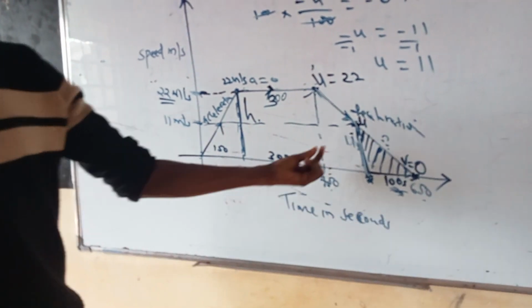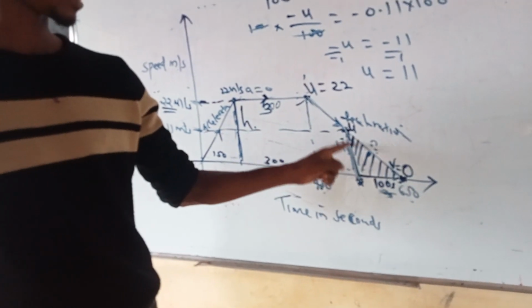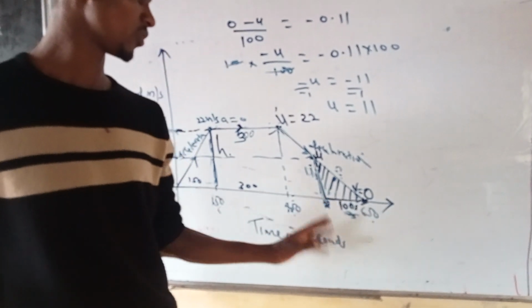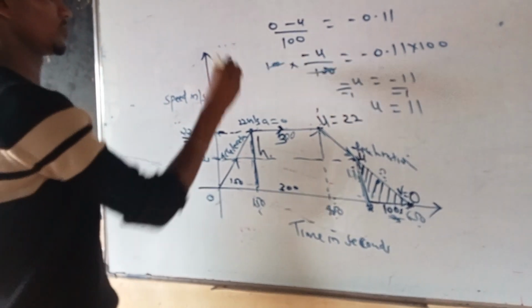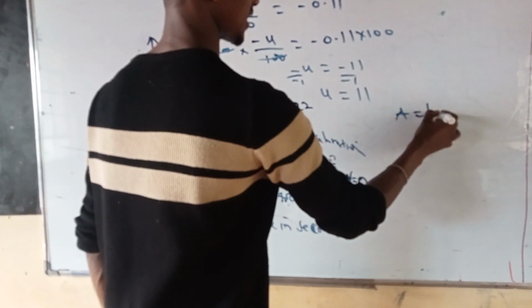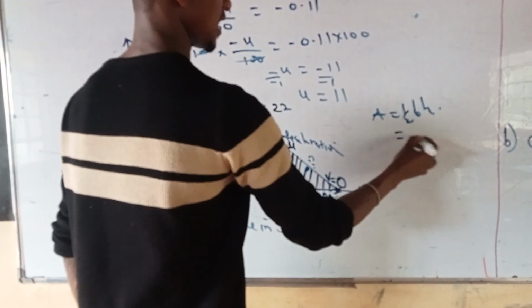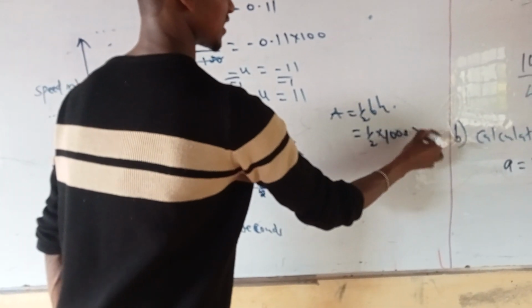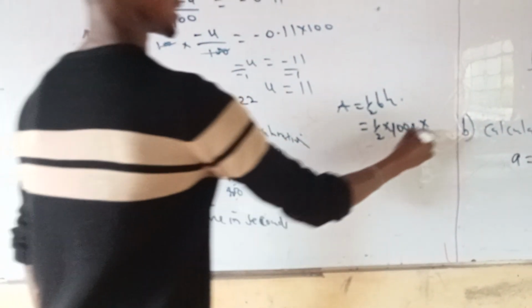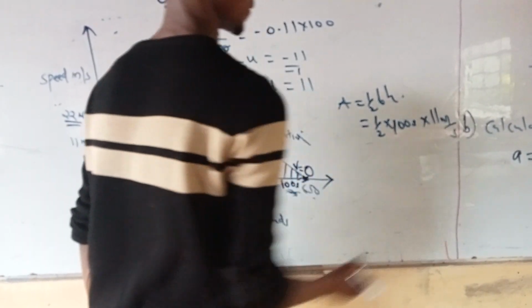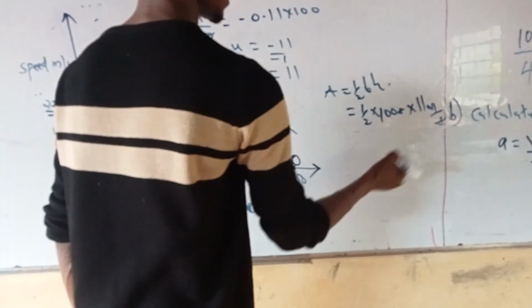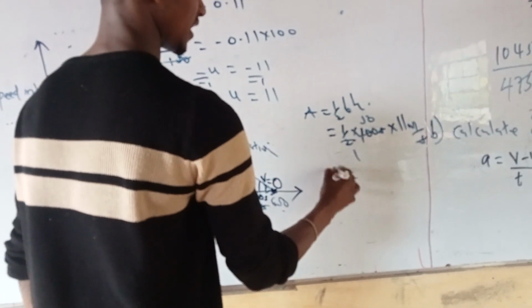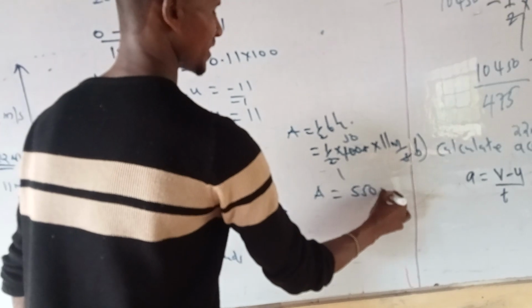So now that we have the height of the triangle, which is 11, and the base, which is 100, and this is a right angle triangle, we can get the area. The area of a triangle is a half times base times height, which is a half times 100 seconds times 11 meters per second. So 100 divided by 2 is 50, and if you multiply, the area will be 550 meters.